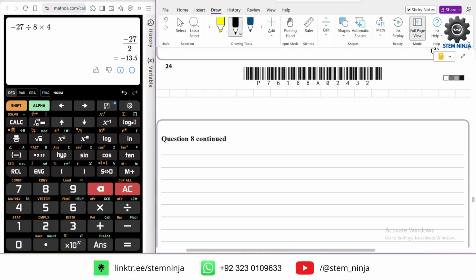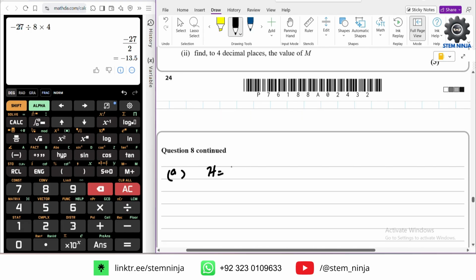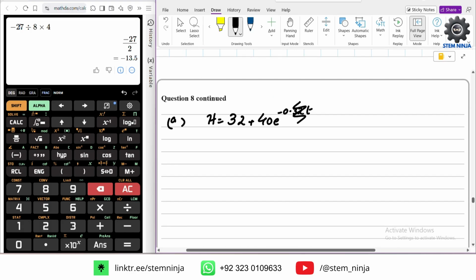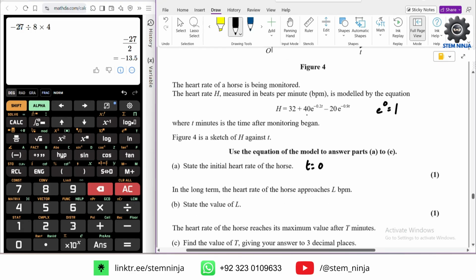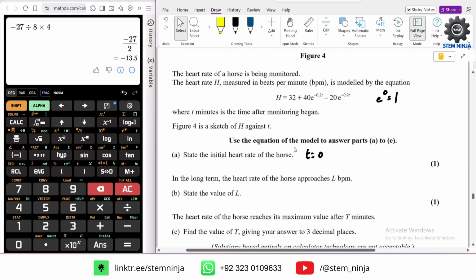So heart rate is equal to 32 plus 40 e raised to power minus 0.2t minus 20 e raised to power minus 0.9t, right? Let's just hope I did not make any mistake. Again, 40 e raised to the power minus 0.2t and 20 e raised to the power minus 0.9t.